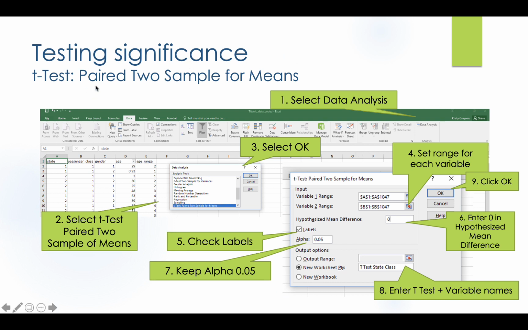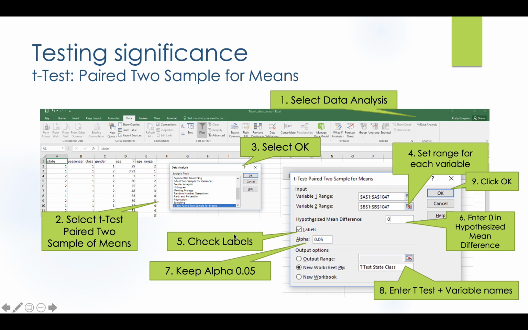All right, now the next thing we look at is the significance between variables. We do a t-test, paired two sample for means. So the first thing you're going to do to run this analysis is select Data Analysis, select the t-test paired two means. Okay, you're going to set a range for your variables. And then you're going to click OK.